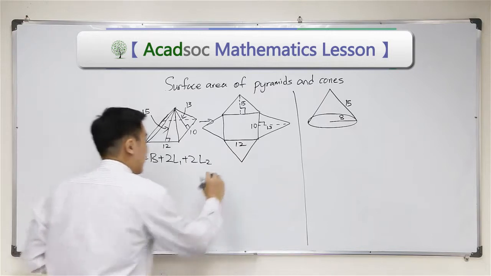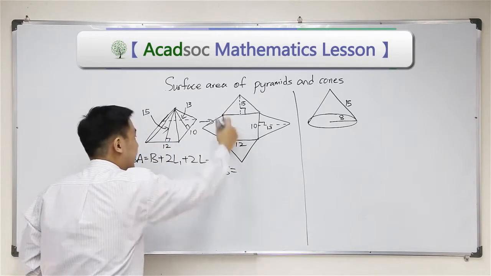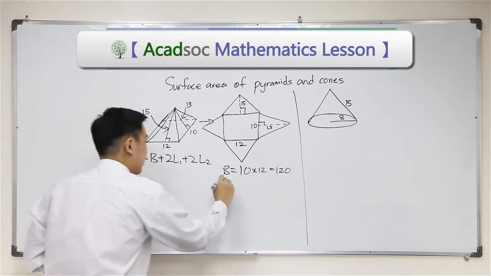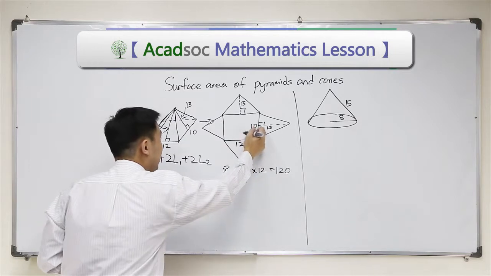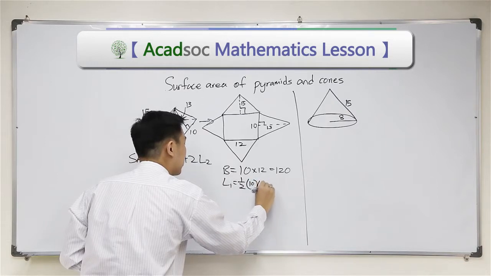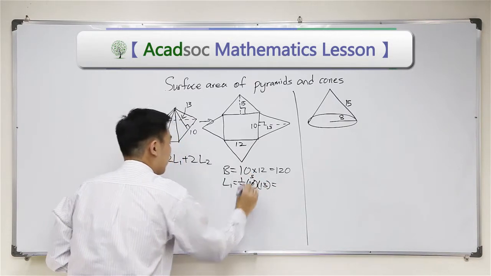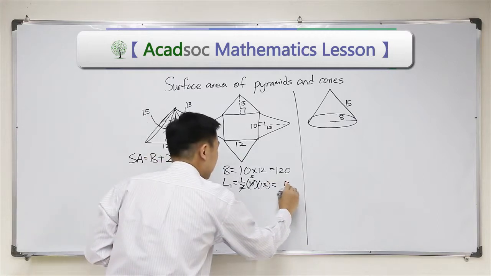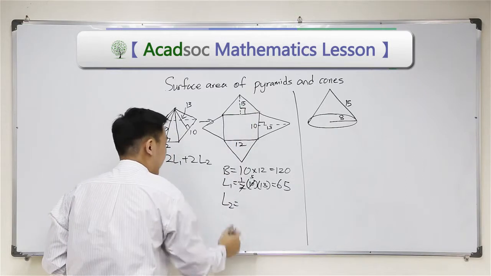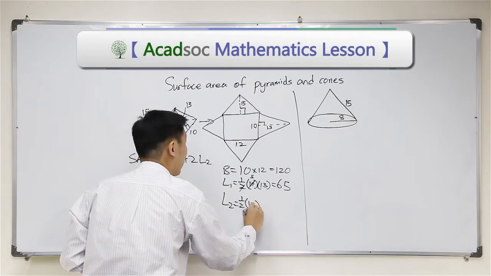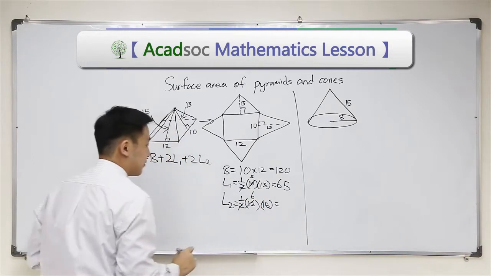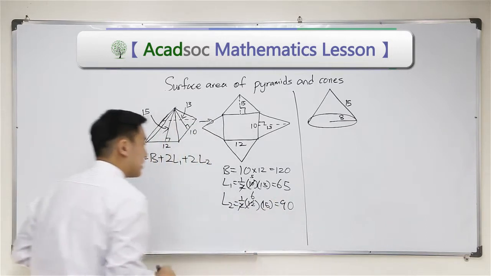So let's first find the base area. In this case, it is just the rectangle, which is 10 times 12 equals 120. Now, lateral 1, let's look at the smaller triangle, which is just half times the base times 13. So this is just 5 times 13, which is 65. Now, lateral 2 is the larger triangle, which has the base of 12 and the height of 15. So this is 6 times 15. So this is equal to 90.